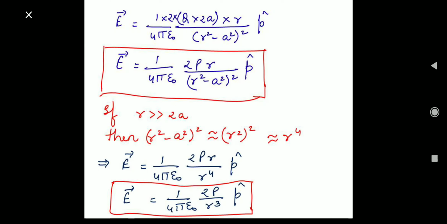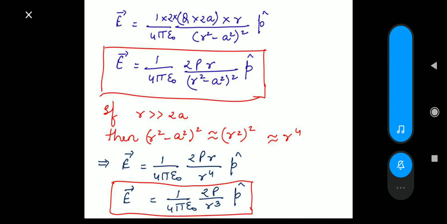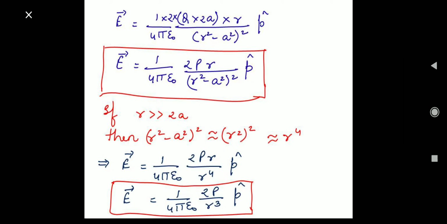Okay, so in the last video we studied the electric field at any axial point, and we got a formula like this: 1 upon 4 pi epsilon naught, 2 p r upon (r square minus a square) whole square, p cap, that is, p unit vector. After that we applied one condition in which we took the distance of point P to be very large compared to the dipole length. In that case we can write the formula like this: 2p upon r cube, p cap. In this way we can write. So we got the formula for electric field at any axial point.